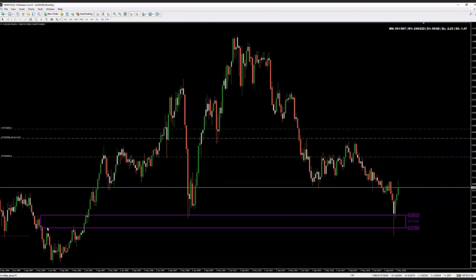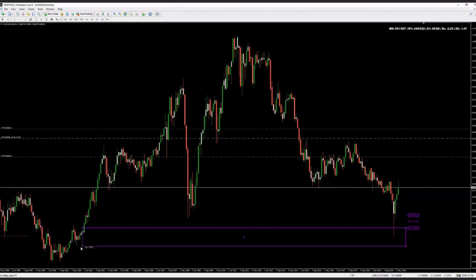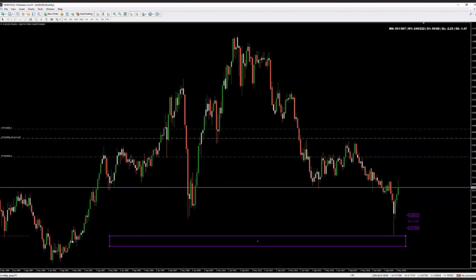Then I have to ask myself, well, what area of demand consumed the supply? And then I say, well, this one did here. And the reason I say that is because when price came down here, we had one period of accumulation, and then price rallied. We had two periods of accumulation, and then price departed once more. So this is what we have right there.